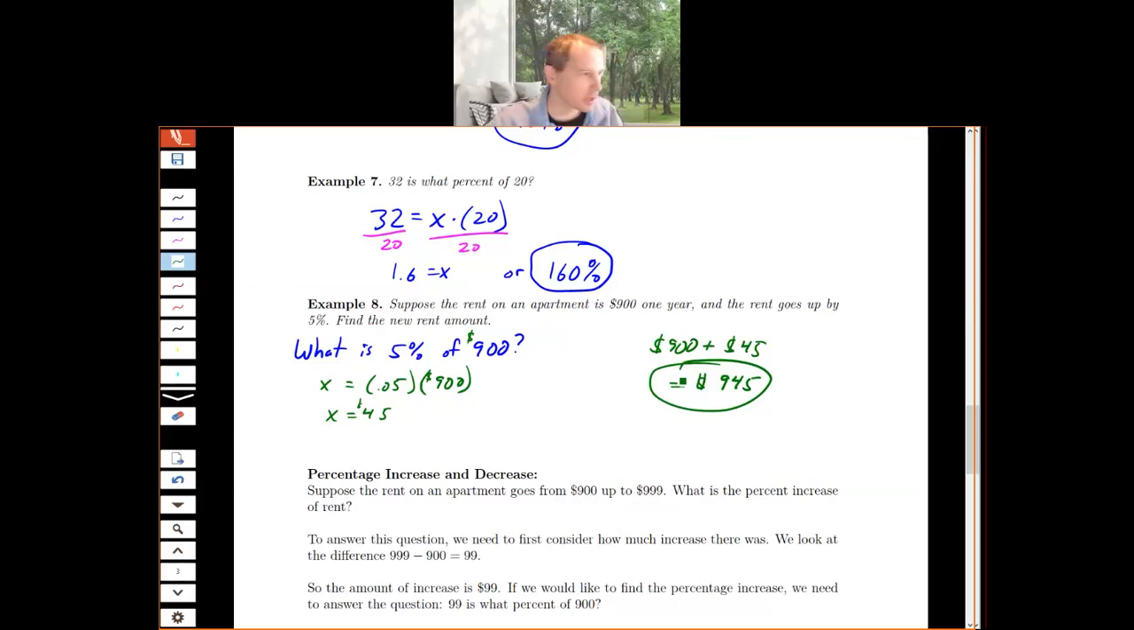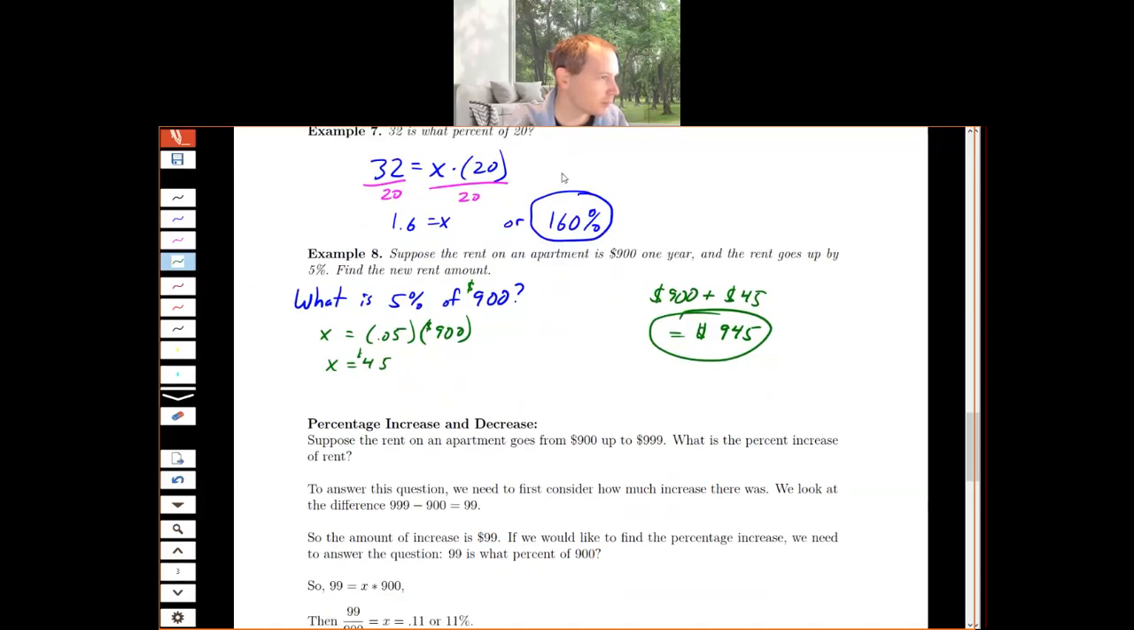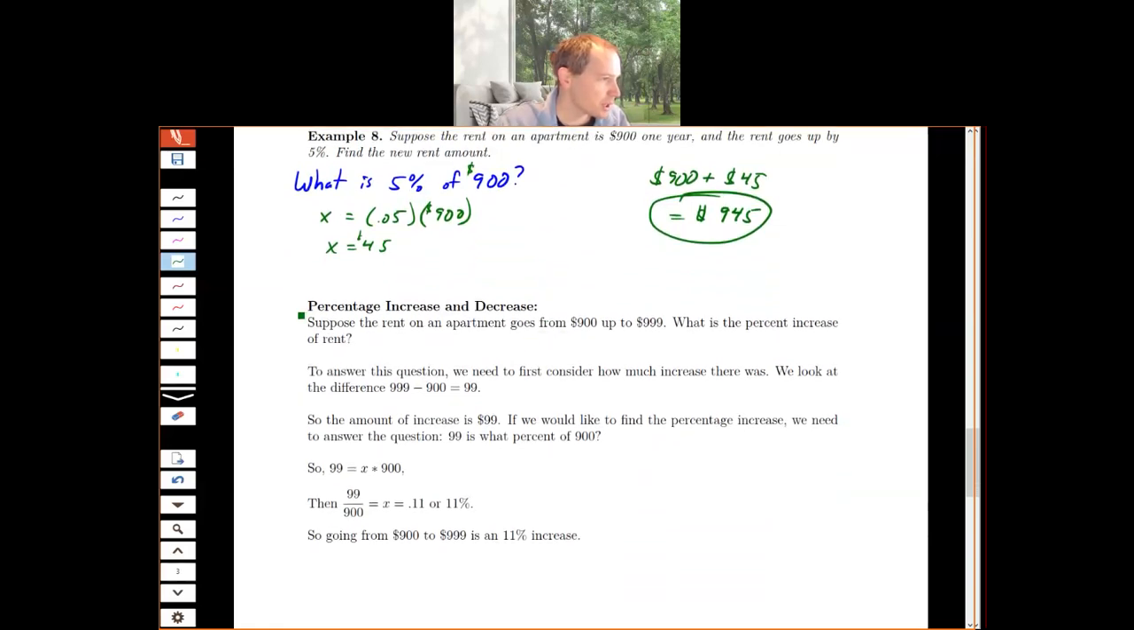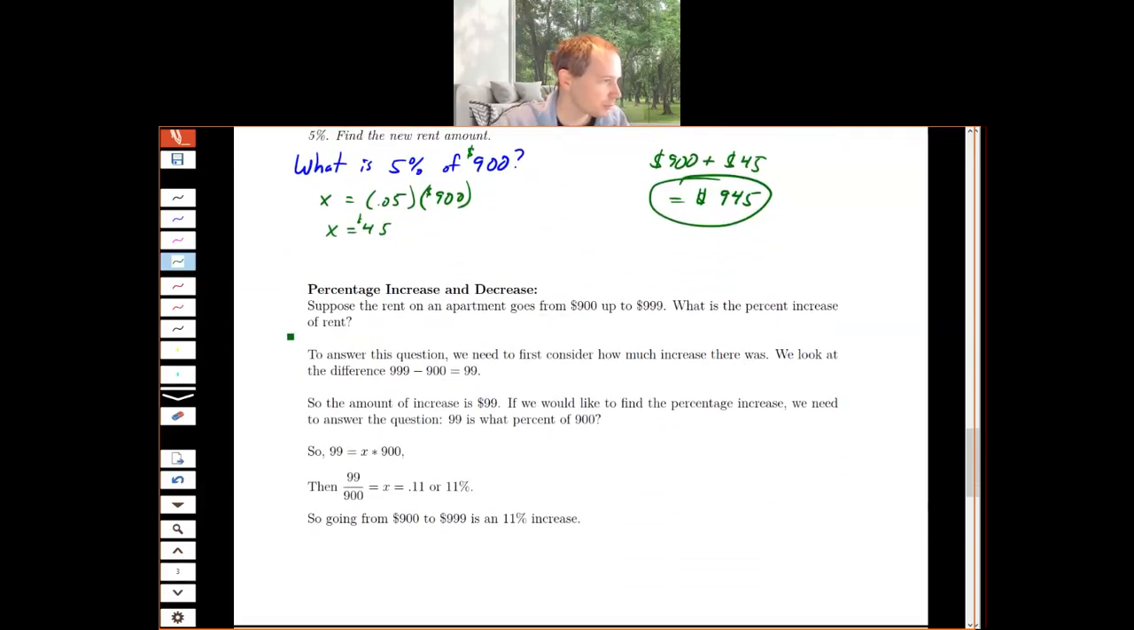Okay, so we're going to build on that idea a little bit. So let's talk about percentage increase and percentage decrease. Okay, so we're going to use the same example, right? Suppose the rent went from $900 up to $999. What was the percentage increase?